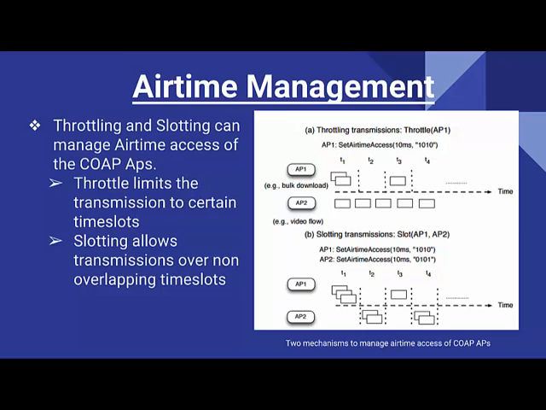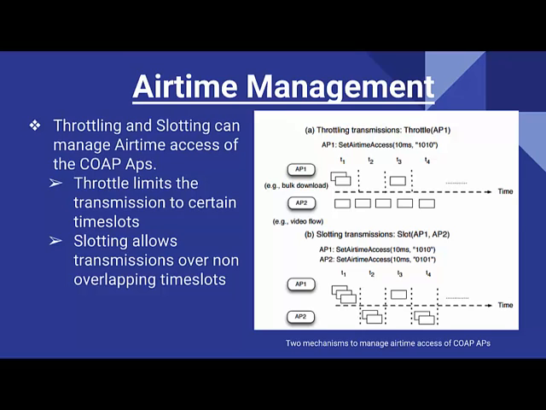Set Airtime Access is an API on the AP under the COPE framework. It helps the COPE controller manage the AP's airtime access patterns. The controller divides the airtime into slots of 10 to 20 milliseconds each, and has the ability to enable and disable transmissions of the APs on a per-slot basis.